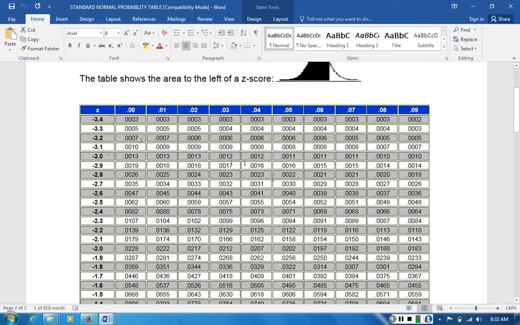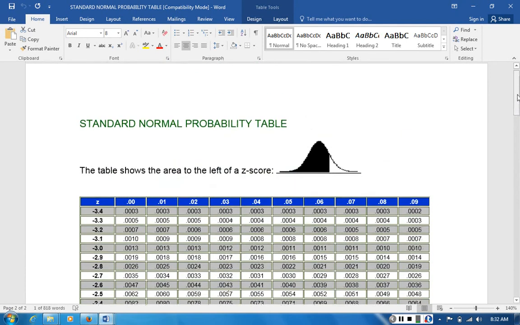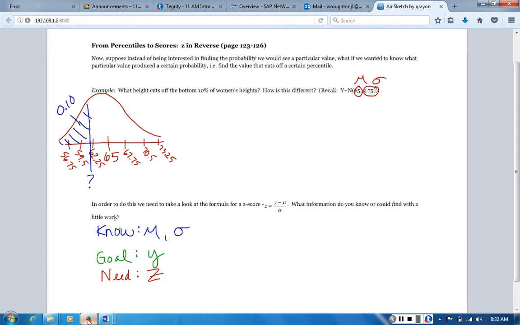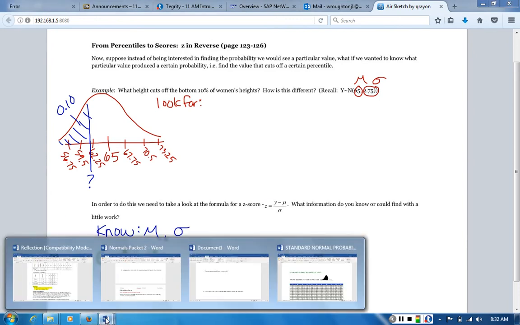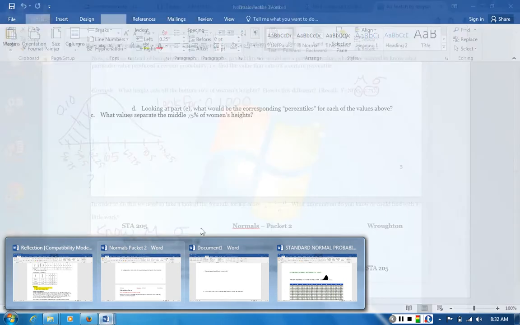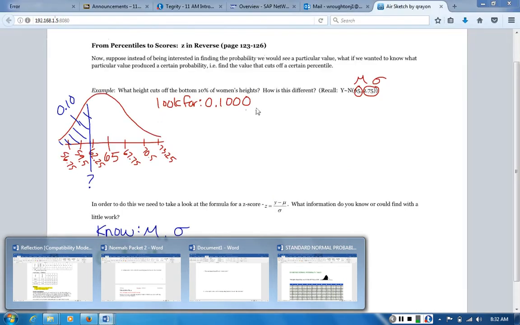So this time my goal is actually to start with a number here in the middle and work out to find the Z. Now if I remember, my picture is shaded to the left. So that's why when I go to my picture, I'm looking for to the left. So I'm going to go to my question mark. How much is to the left of my question mark? 10%. So that's what I'm going to go looking for. Now we might not find this number exactly, but I'm going to add 4 decimals to it mainly because our table has 4 decimals for those numbers on the inside. I'm trying to find the closest thing I can to my 0.1000.